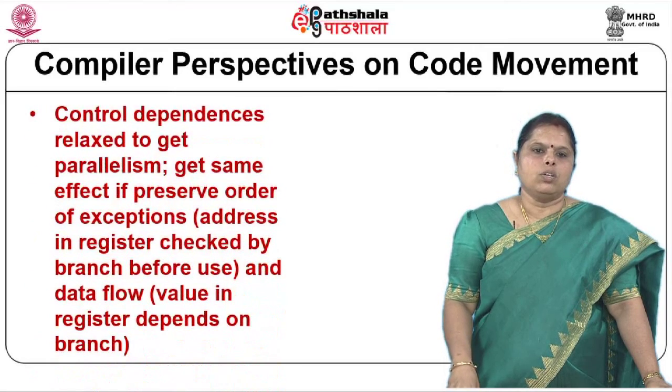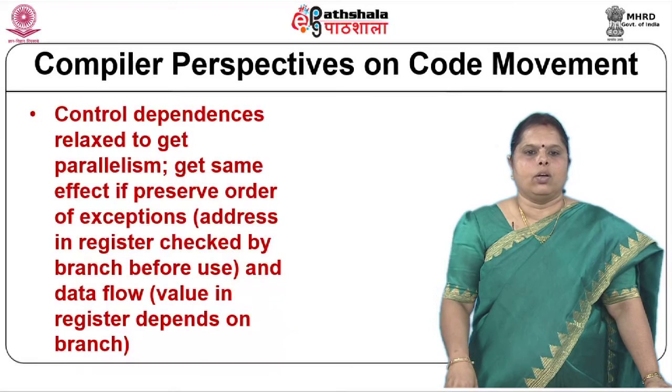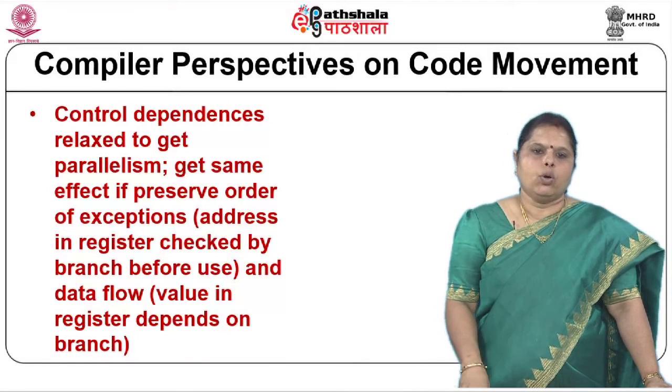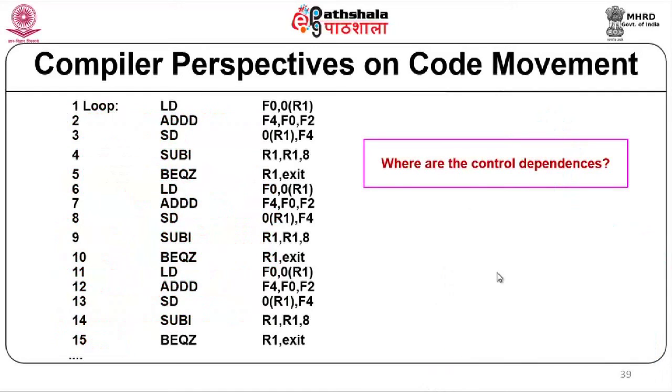So, as long as you are able to maintain the data flow and as long as you are able to preserve the exception behavior, you are allowed to move instructions around the branch. So, here in the control dependencies, you have your sub instruction which generates a value for R1 and the branch instruction gives rise to a control dependence. If you want to move the sub instruction or a load instruction into the branch, then this reorganization might give rise to a data flow problem.